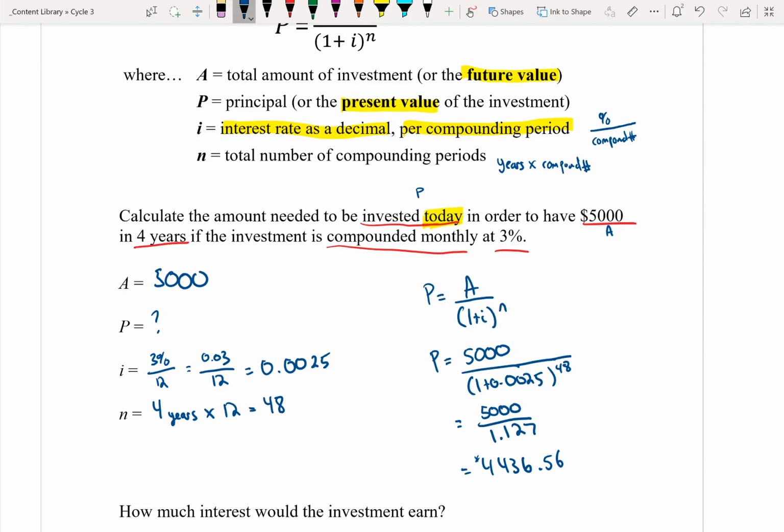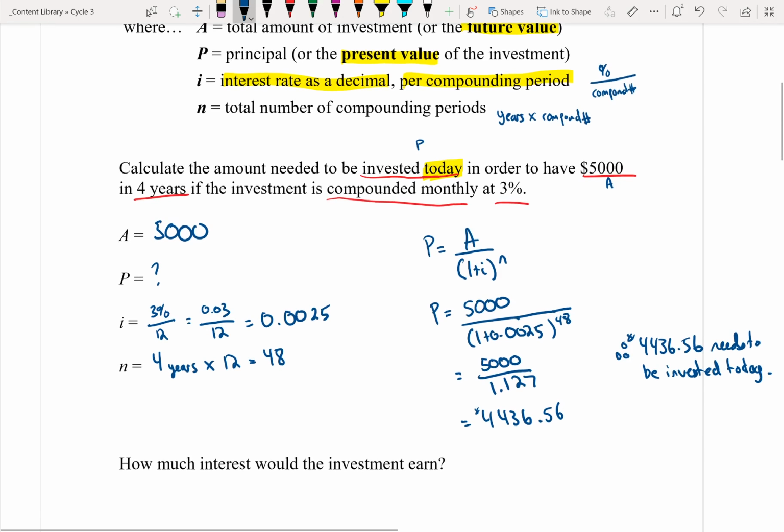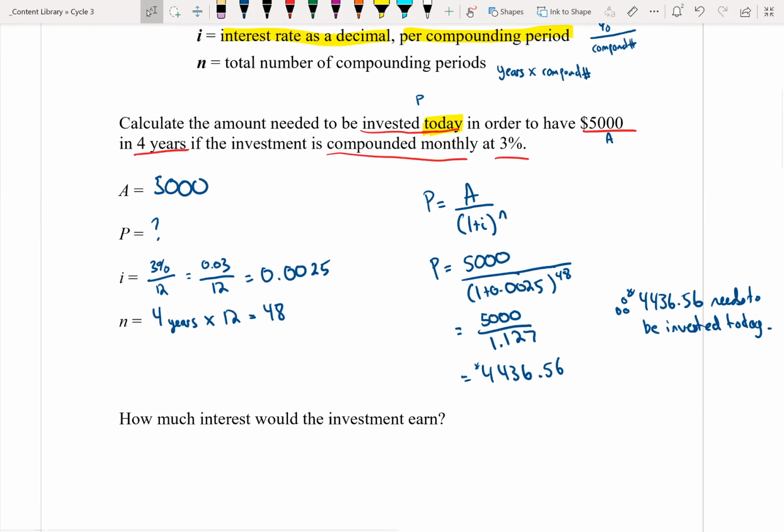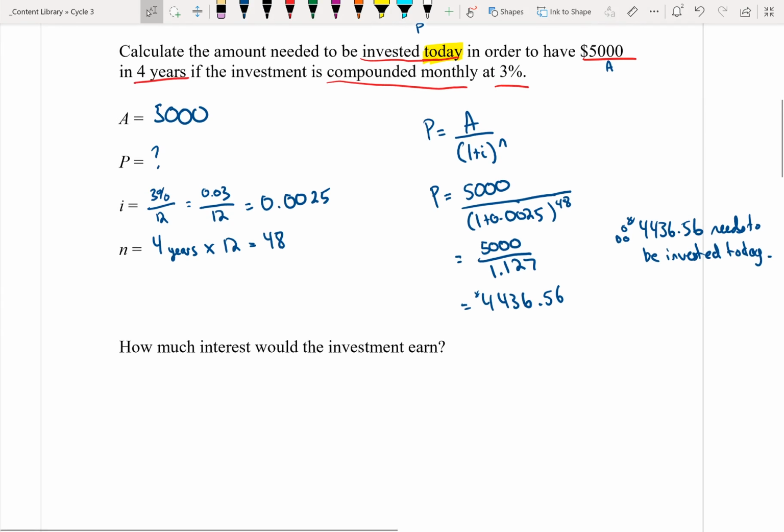So that means, therefore, $4,436.56 needs to be invested today. It seems like we need to have a lot, but again, remember, interest is basically free money. You're not doing anything to earn that money other than just saving your money. So if you think of it that way, it seems like a lot to do nothing.